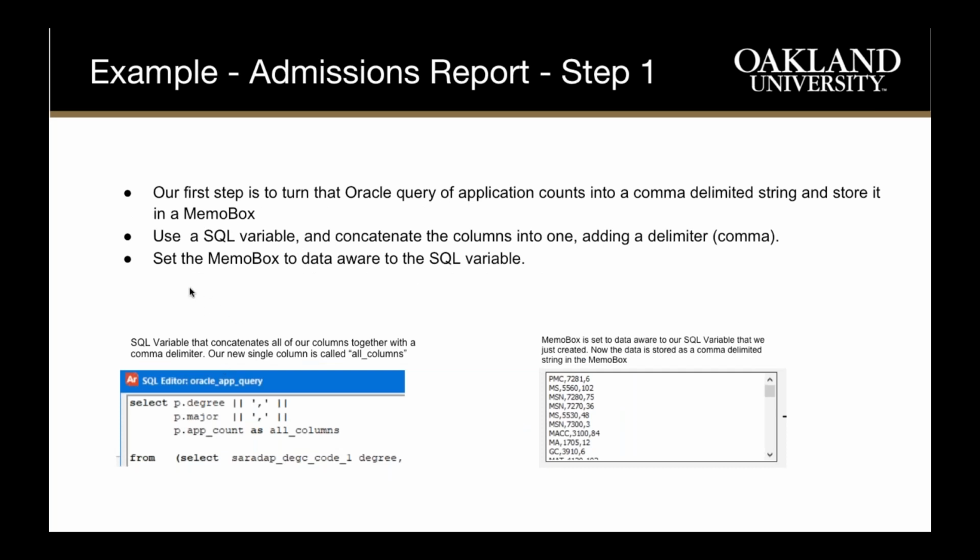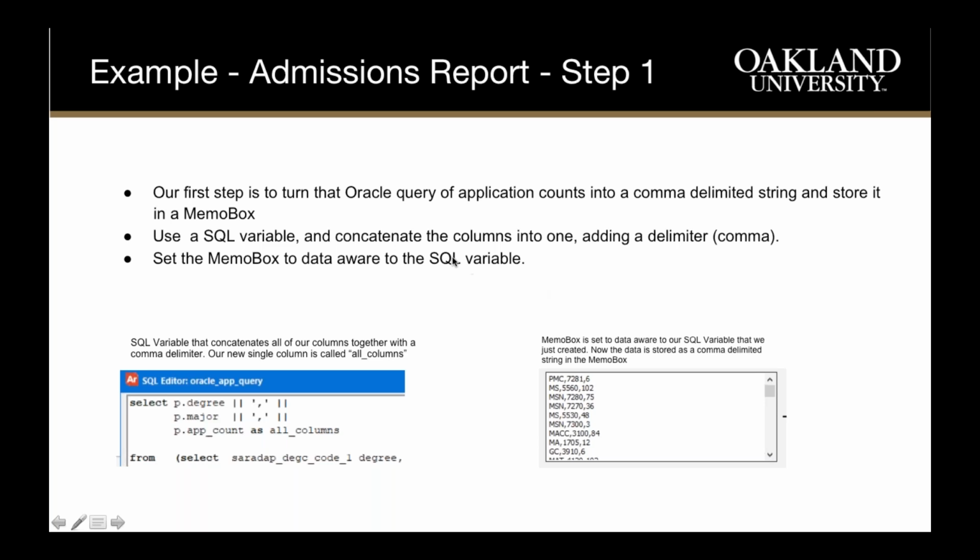So our first step is to turn that Oracle data into a comma delimited string and store it in the memo box. This code down the left shows what that looks like. So each column, and then you concatenate it with a comma, column, comma, column, and then it turns it into data that looks like this on the right. We're actually going to do this in a SQL variable, and then set the memo box to data aware.